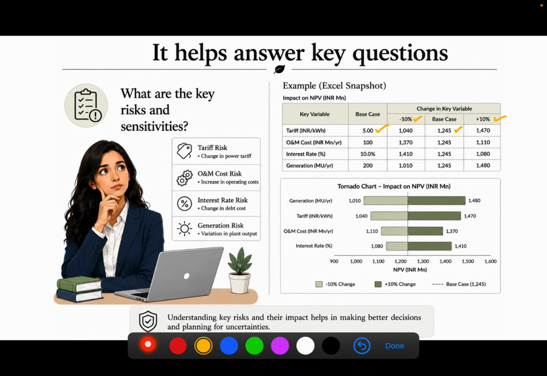Similarly, what if operating costs increase? What if interest rate goes up? Or what if the solar plant generates less electricity than expected? These are some of the key risks shown here: tariff, operating cost, interest rate, and generation risk. So now we ask another simple question: what happens to our project if one of these assumptions change?